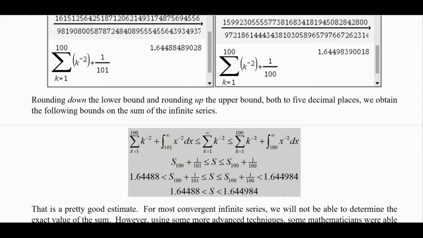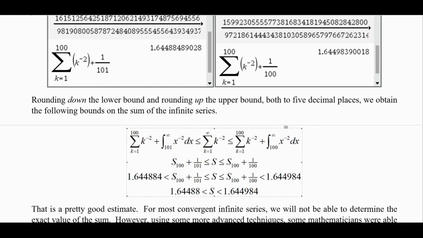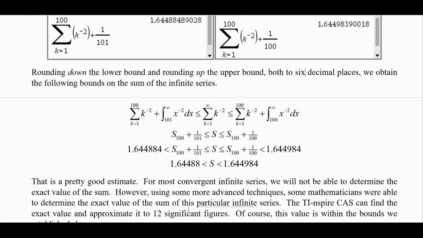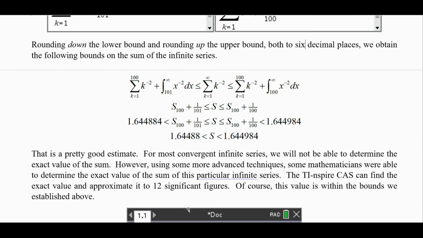Let me make those the same number of digits. Let's go 6 decimal places. Okay, that's a pretty good estimate for most convergent infinite series. When we use other tests, we will not be able to determine the exact value of the sum, which we didn't here either. But with the integral test, we were able to get at least some good bounds.